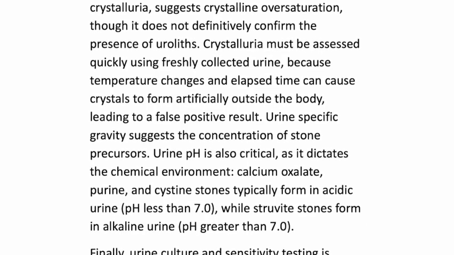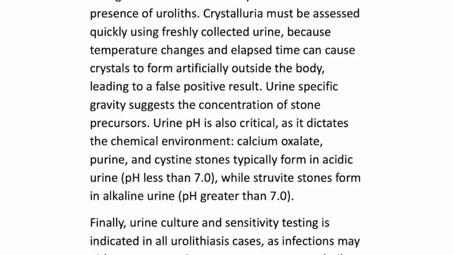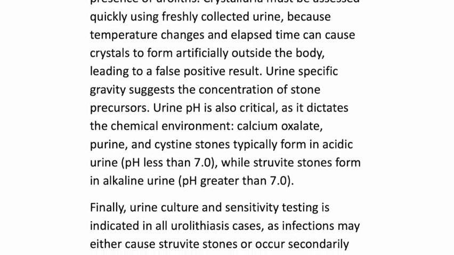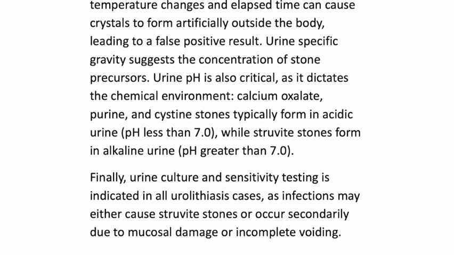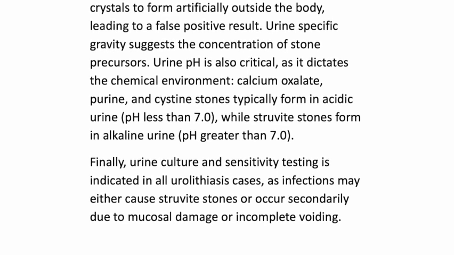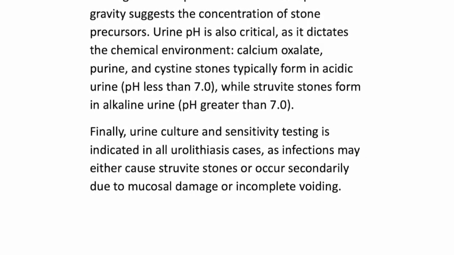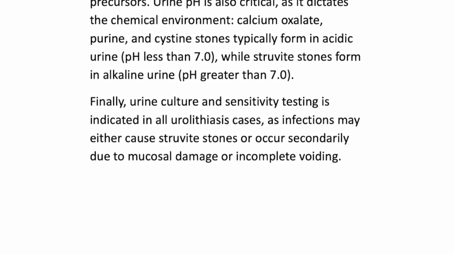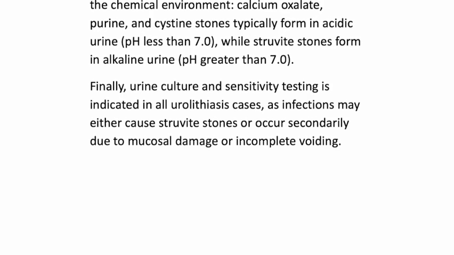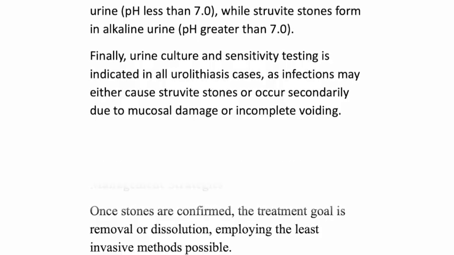Urine pH is also critical, as it dictates the chemical environment. Calcium oxalate, purine, and cystine stones typically form in acidic urine, pH less than 7.0, while struvite stones form in alkaline urine, pH greater than 7.0. Finally, urine culture and sensitivity testing is indicated in all urolithiasis cases, as infections may either cause struvite stones or occur secondarily due to mucosal damage or incomplete voiding.